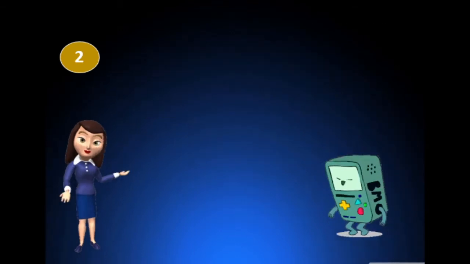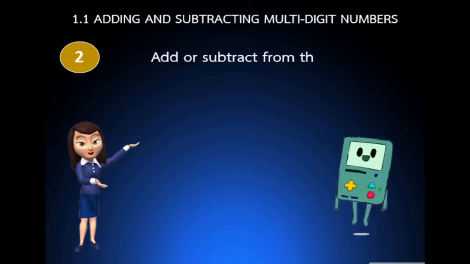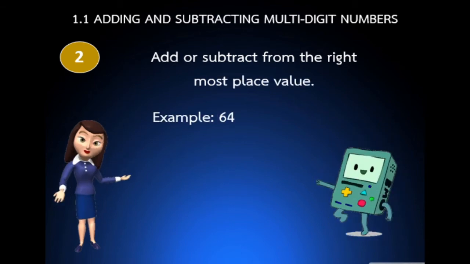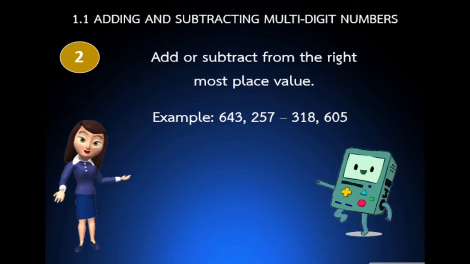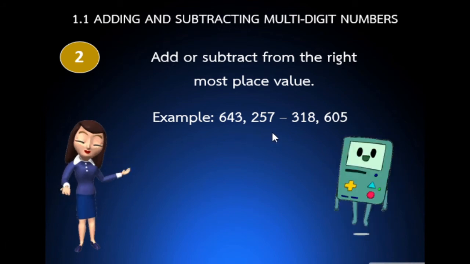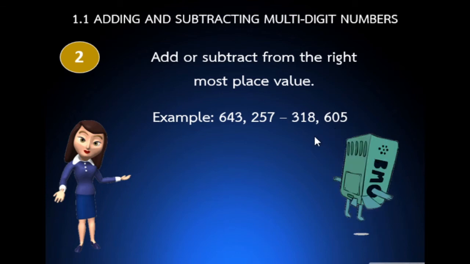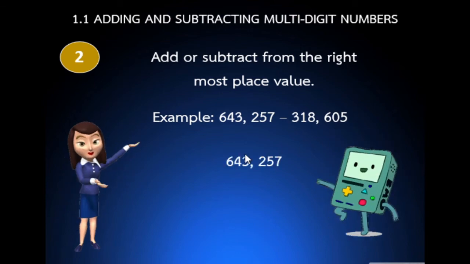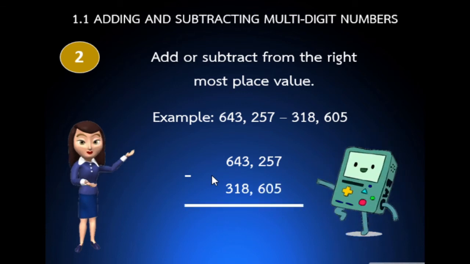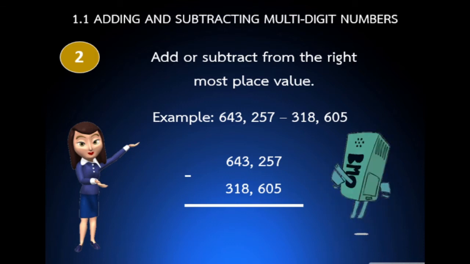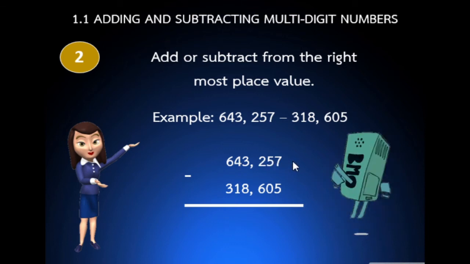Okay, very good. Now, how about subtracting? Let's try an example having a subtraction process. So we have here 643,257 minus 318,605. First step was to align the numbers. And then we subtract from the rightmost place value still. We don't start with 6, but we start with 7.